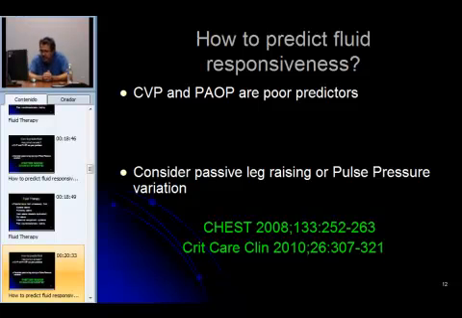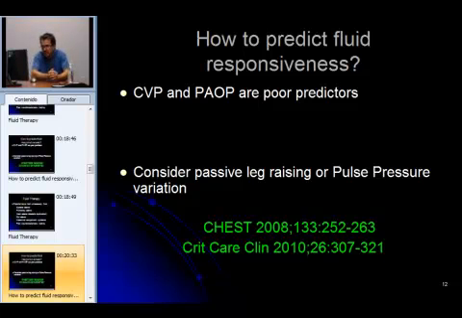Central venous pressure and the pulmonary artery occlusion pressure obtained through a Swan are extremely poor predictors of fluid responsiveness, and they should not be used to guide fluid therapy. And that's what pretty much all the ICU literature shows at this moment.